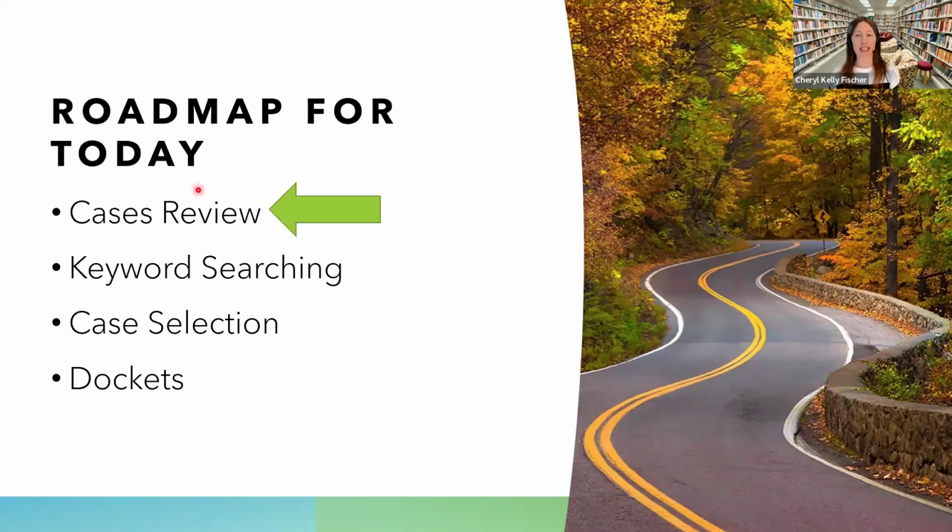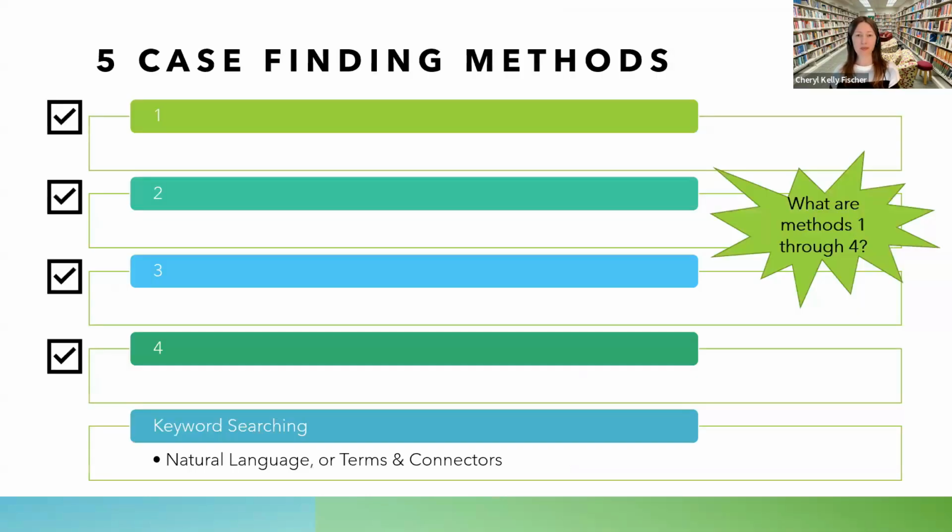We'll begin fitting in today's content into the big picture with a quick review. So the new content today is on keyword searching, and it's listed here as one of the 5 case finding methods. It's the one that we haven't used yet. So what are these 4 methods that we have used?